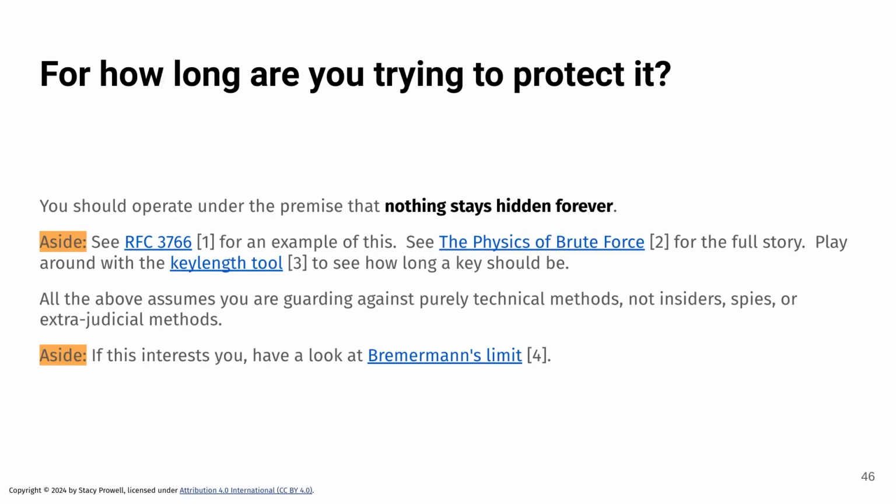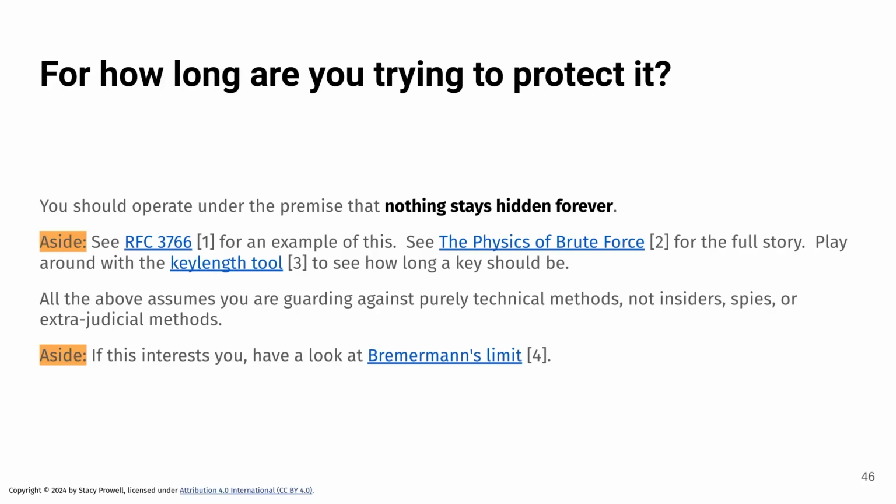For how long you're trying to protect it, right? The first lesson here, which is important, right? The first lesson of security is that everything is vulnerable. But a lesson that should be up there with the rest of this, in terms of like cryptography, is that nothing stays hidden forever. So there's an excellent article, The Physics of Brute Force, which is interesting to read. And there's a tool, the key length tool, which is fun to play around with, which helps you determine how long a key should be.